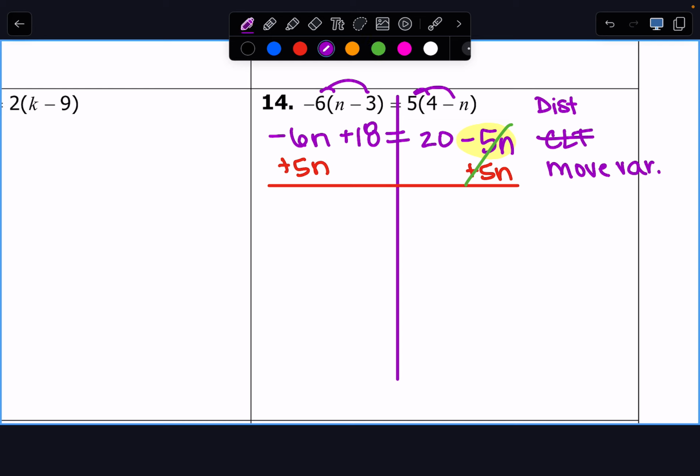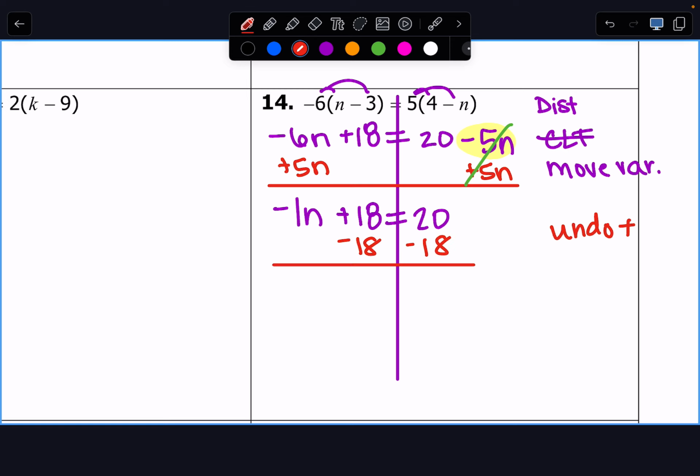Negative 6n plus 5n. Negative what? Negative 1n. Okay. Then what do we do? Minus 18. Okay. Let's undo our addition by subtracting 18. So we have negative 1n equals 2.